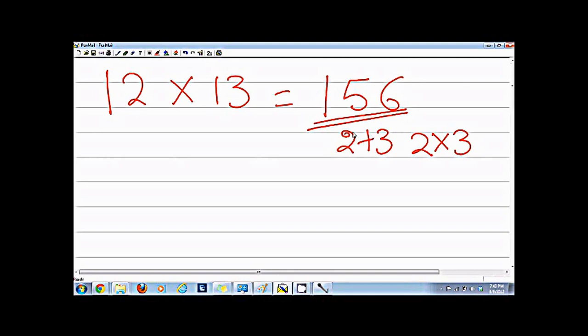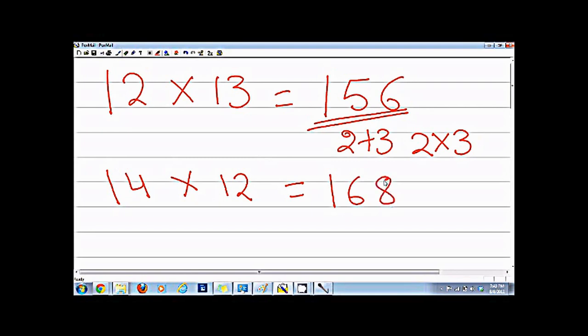As you can see, it's pretty easy and you can easily remember this trick and go quickly with this kind of multiplication for your exams. Another example is if I have 14 and I want to multiply by 12, then I will say 1, and then 4 plus 2 is 6 and 4 into 2 is 8. So the answer is 168.